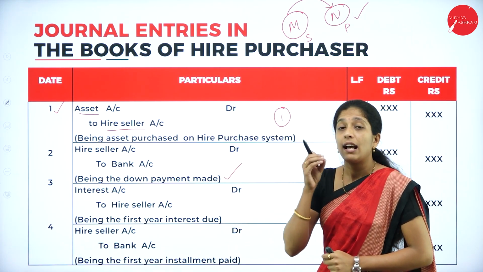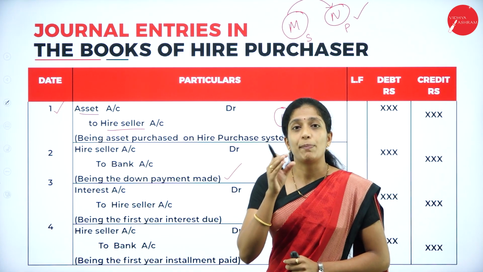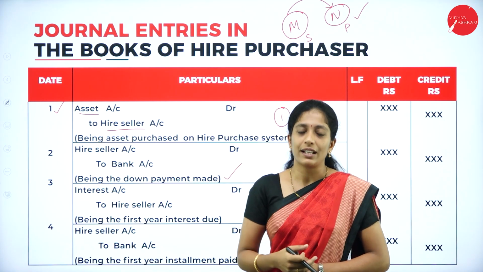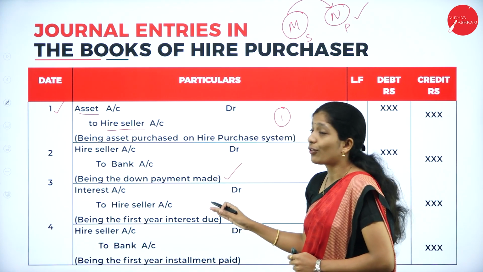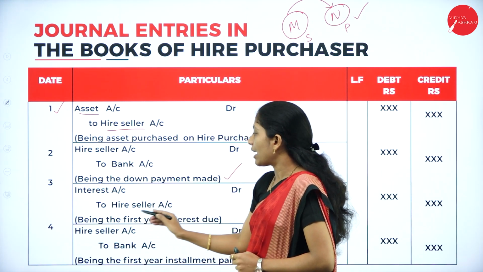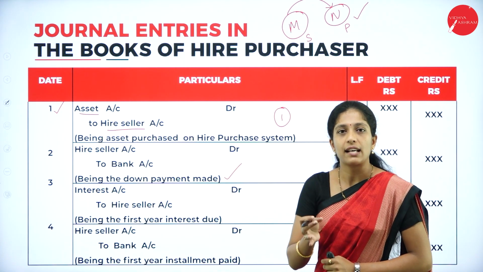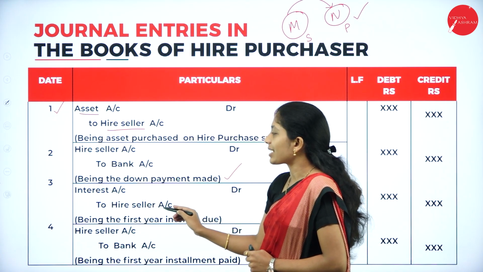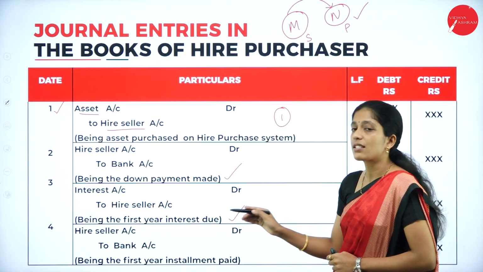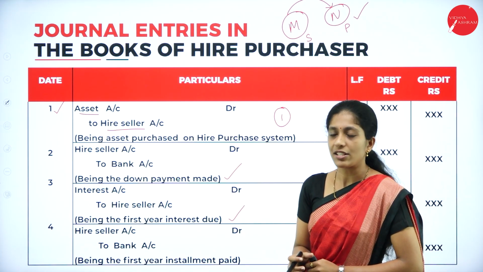Next, what happens? I have told you the remaining amount will be paid to the hire seller in the form of installment along with interest. So your third entry is for interest due. So your entry will be interest account debit to hire seller account. So interest has to be paid to whom? Hire seller. So entry will be interest account debit to hire seller account. So this is for the first year interest due.